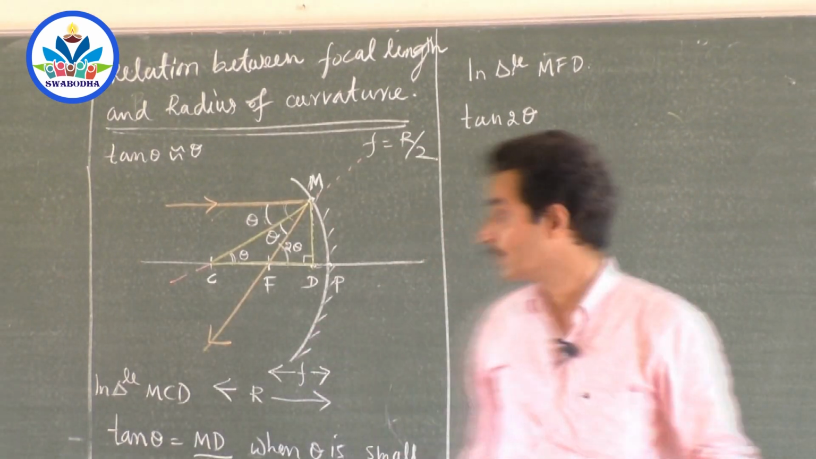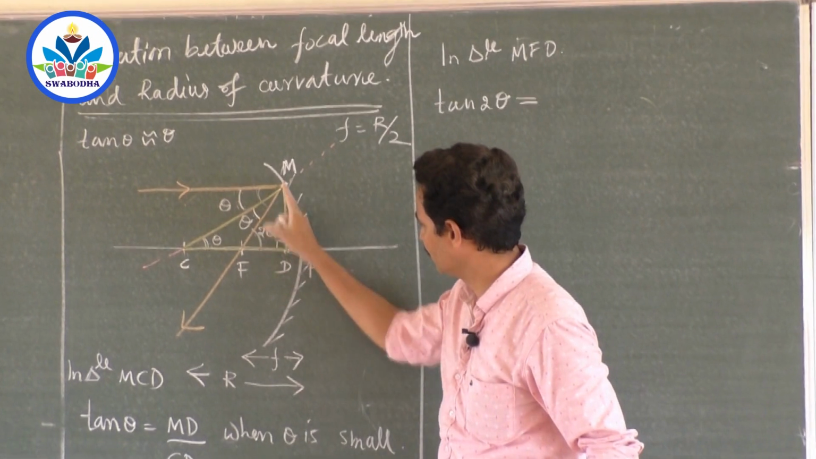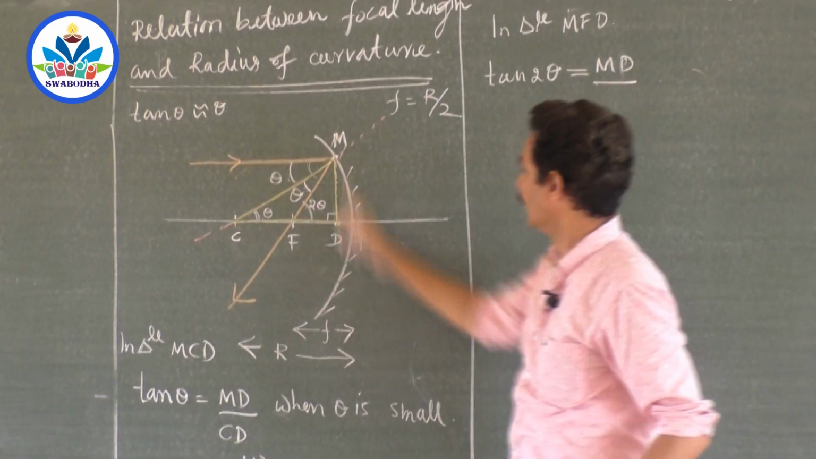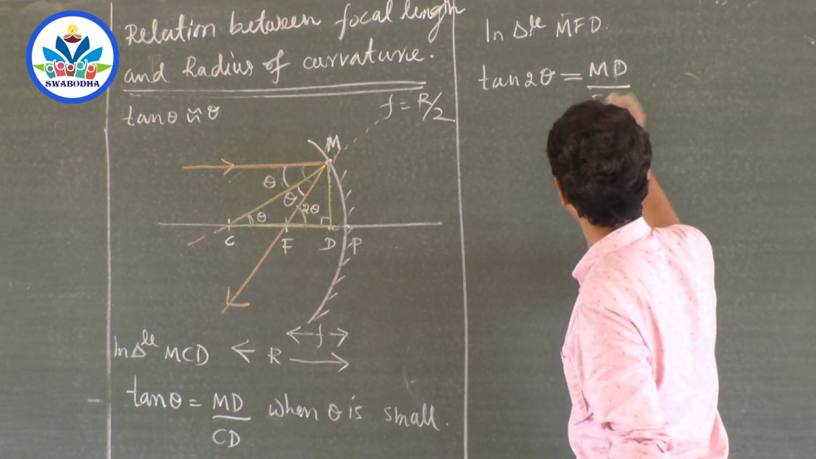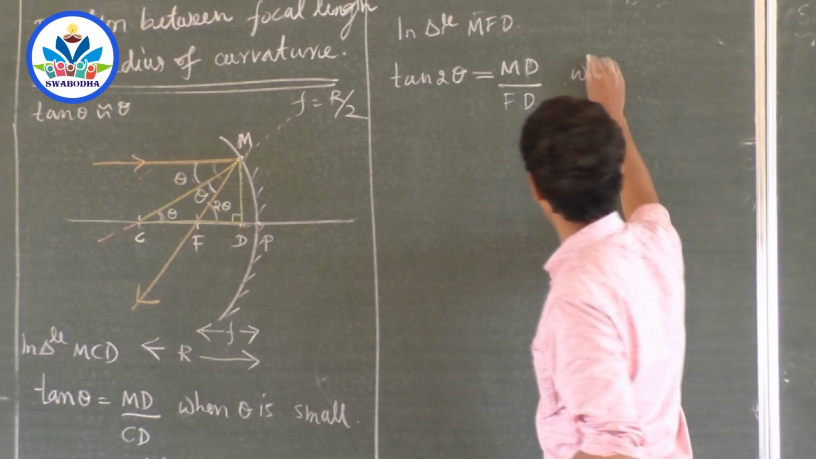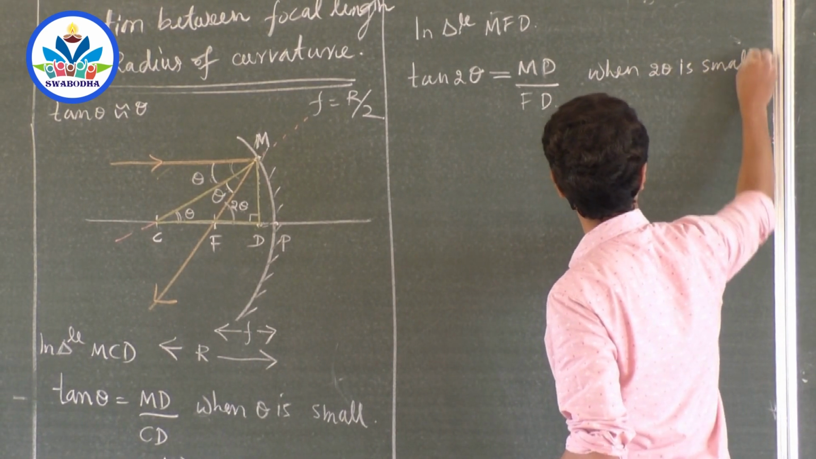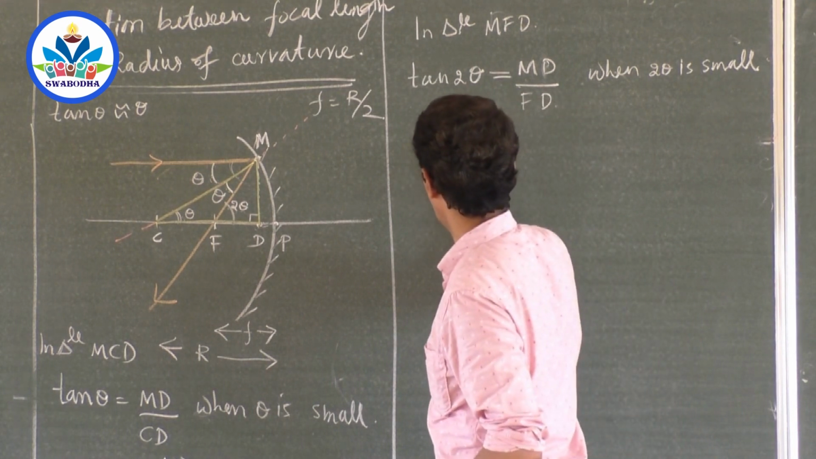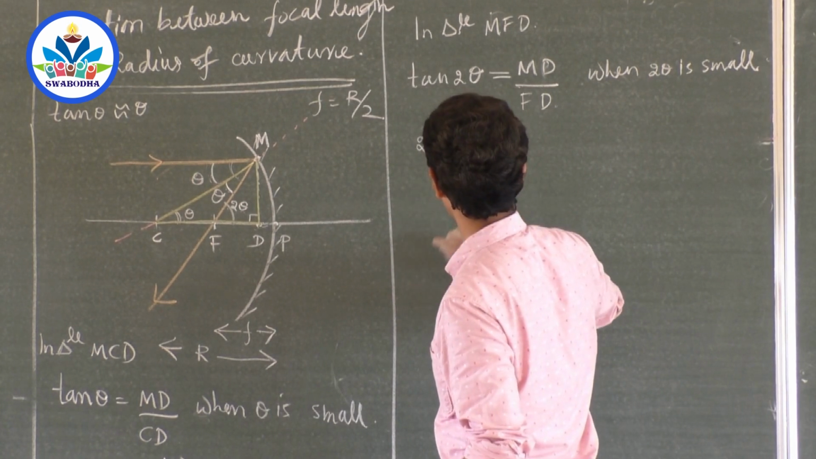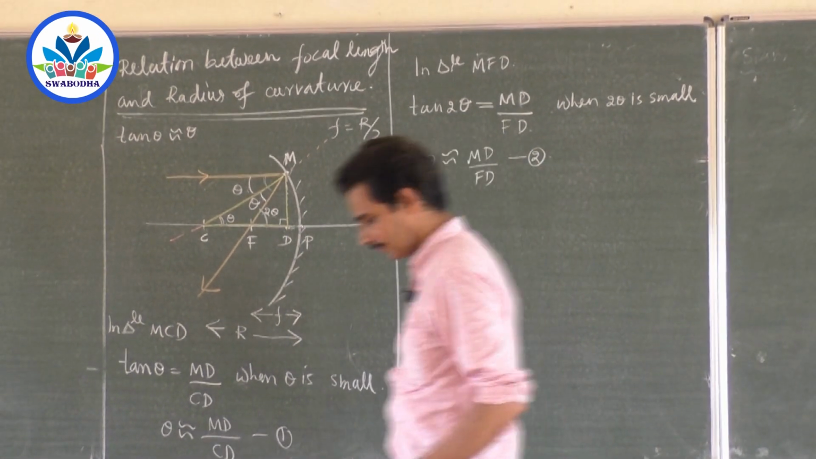Tan 2 theta is almost equal to opposite side by adjacent side. Once again, tan 2 theta, opposite side MD divided by adjacent side FD. Tan 2 theta, MD by FD. But when theta is very small, 2 theta is also very small. When 2 theta is small or theta is small, we can write 2 theta almost equal to MD by FD, because tan 2 theta is almost equal to 2 theta. Equation 2.